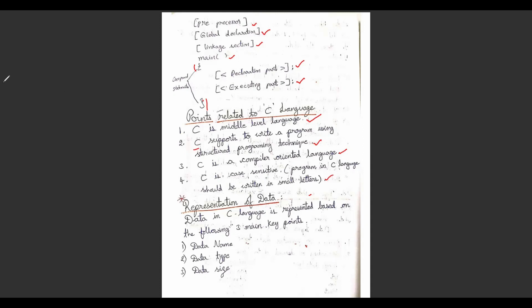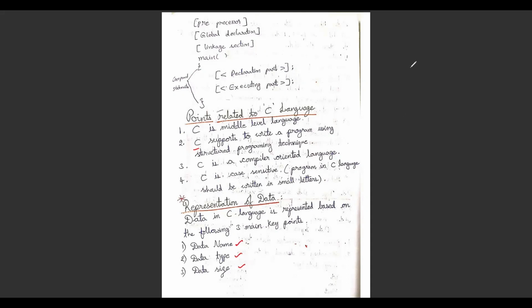So this is all about your program structure and some points to be remembered to work with the C language, right? Then you have the main important concept, that is representation of data. What is meant by representation of data? Data will be represented in C language based on three main key points: data name, data type, and data size.